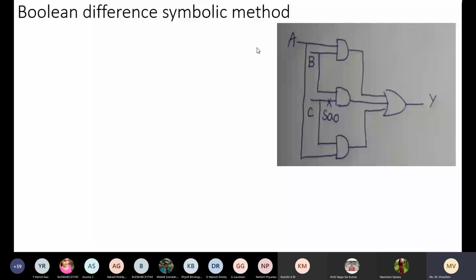If you have copied down the circuit, the question is: get the test vector using the Boolean difference symbolic method for the stuck at 0 and stuck at 1 fault at the primary input C. Have you copied the circuit? Say yes or no. Yes, ma'am. If you have copied the circuit, what is the expression for Y? That is the first step.